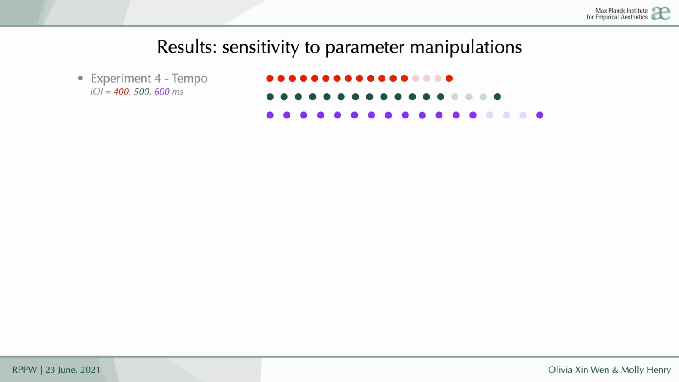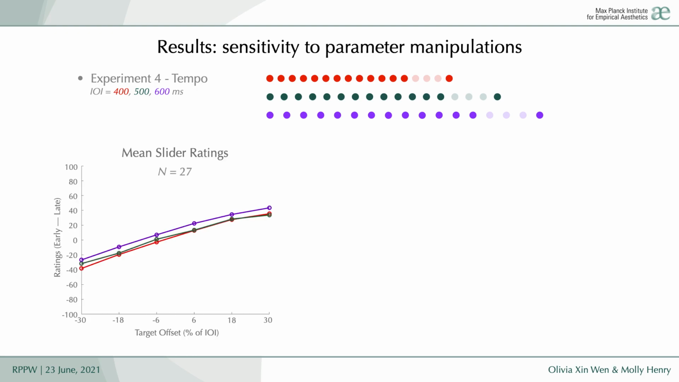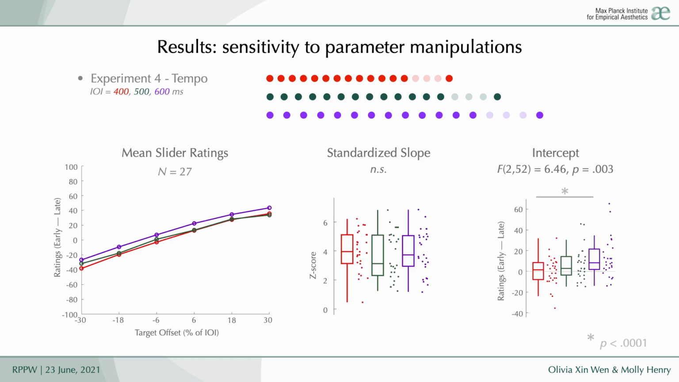In experiment 4, we manipulated tempo. The three conditions do not seem to differ in slope. However, the purple line, which is the slower condition, shifted towards the later end of the slider. What it suggests is that there is a global effect of tempo. Compared to the base condition, the 600 millisecond condition had an overall atmosphere that was slower, which makes it feel like all target tones were late.